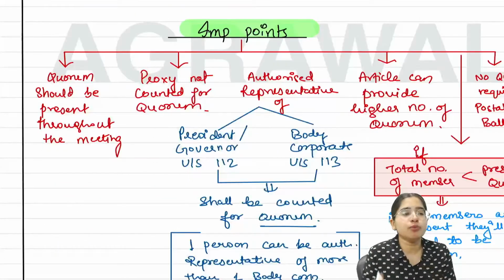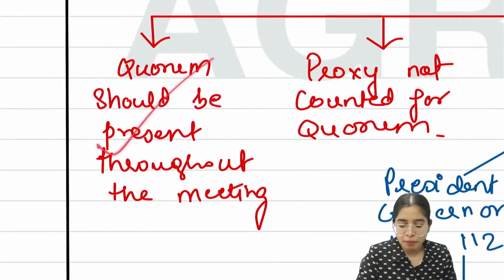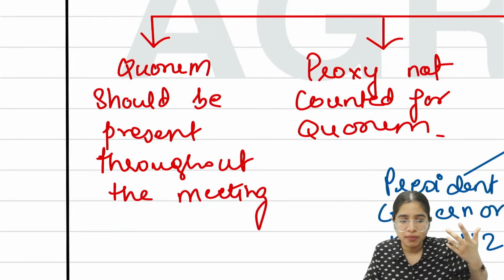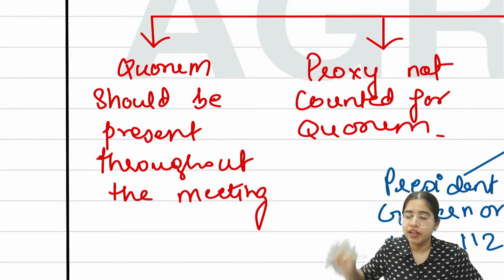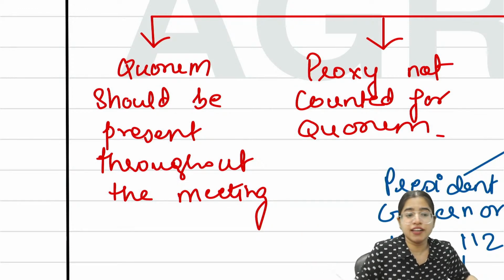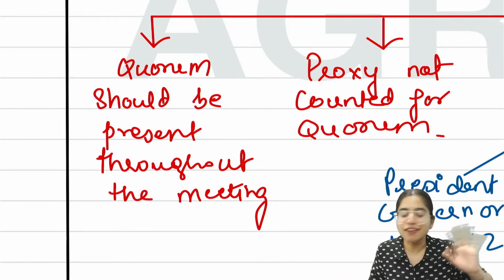There are few important points with respect to quorum. Quorum should be present throughout the meeting. It's not like some people come, give their attendance, good evening ma'am, and then tata bye bye. That will not be quorum.